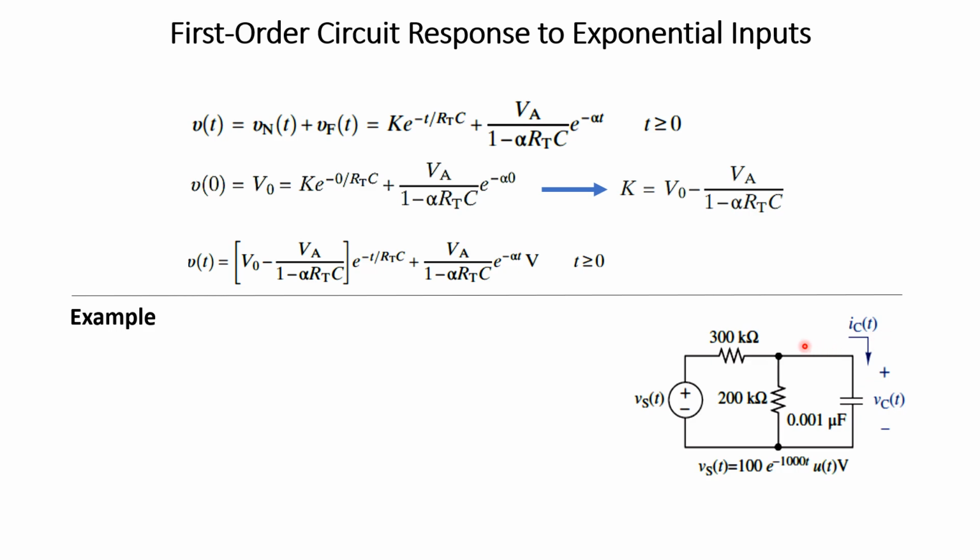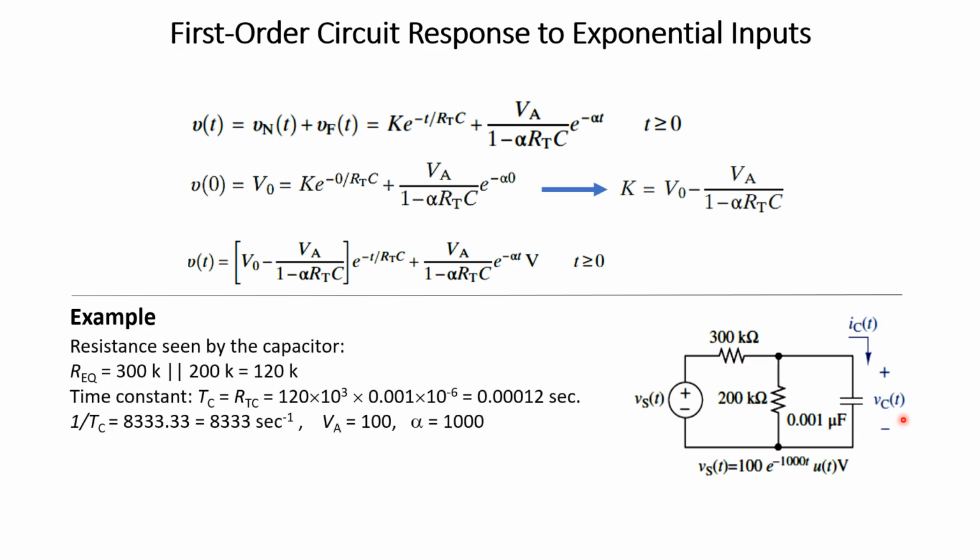If we determine this current, we can determine the other current as well, because this capacitor and resistor are in parallel, and the current will be voltage VC, which we have already determined, divided by 200k. The current flowing through the 300k ohm resistance, or current supplied by the source, will be the sum of these two currents. So only knowing the state variable we can determine the remaining voltages and currents for all the circuit elements.